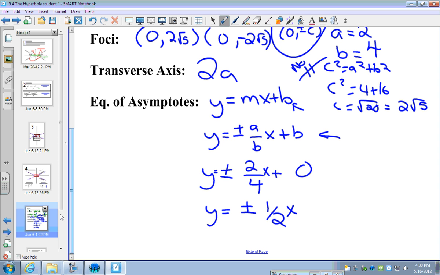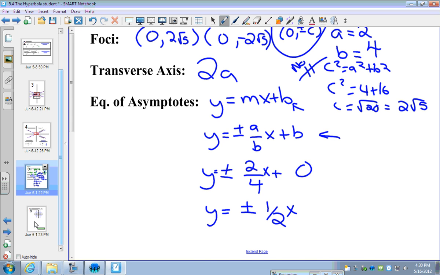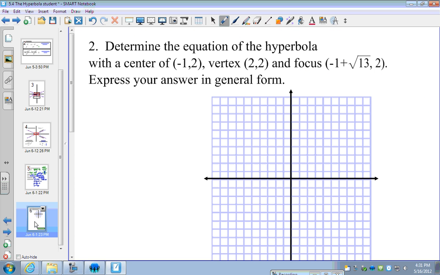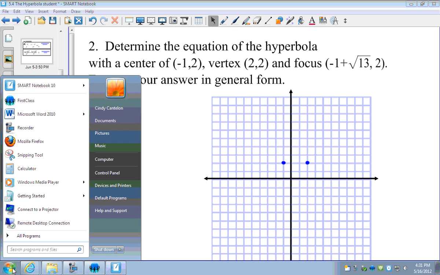Okay, let's try another one. Determine the equation of the hyperbola with a center of -1 and 2. There's my center. A vertex of 2 and 2. There's my vertex of 2 and 2. And a focus of -1 plus root 13 and 2. Okay, so my x value is -1 plus root 13 and 2. So I would just quickly get out a calculator and find the decimal approximation so I can actually guess where that is on my graph.